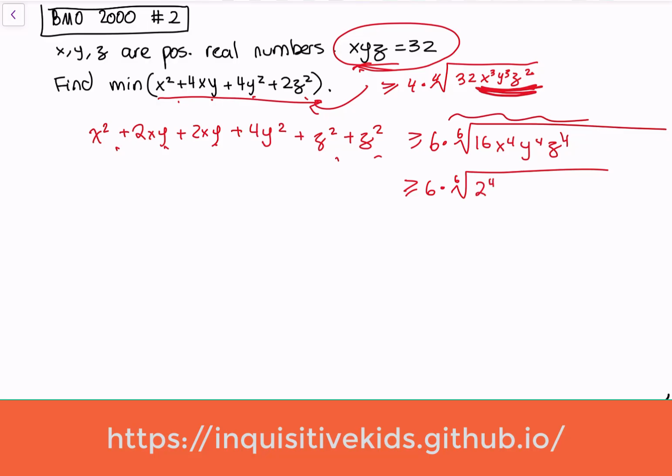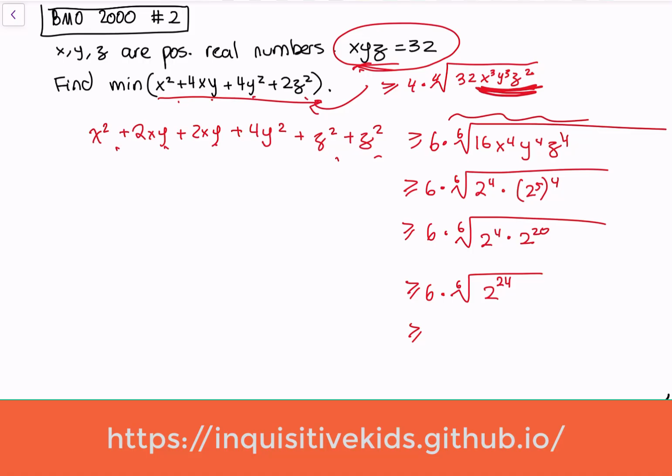So when we go ahead and simplify, we have 6 times the 6th root of 2 to the 4th power times 2 to the 5th power, which is 32, to the 4th power. This is the same thing as 2 to the 4th times 2 to the 20th. So now we have a 2 to the 24th under the radical, and then applying the properties of exponents, we have 6 times 2 to the 4th power. So this is the same thing as 6 times 16.